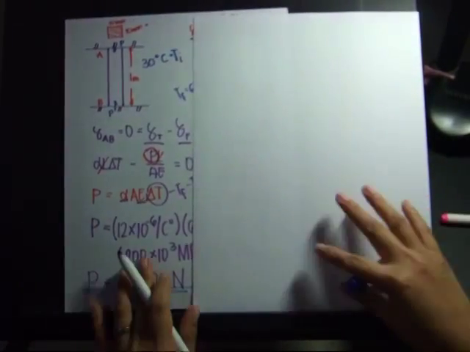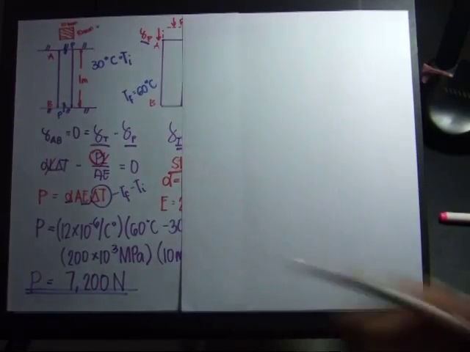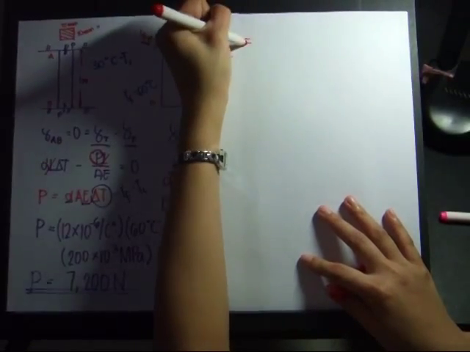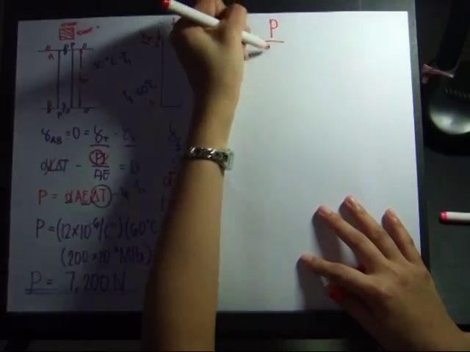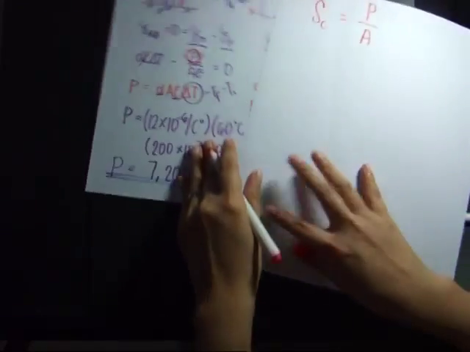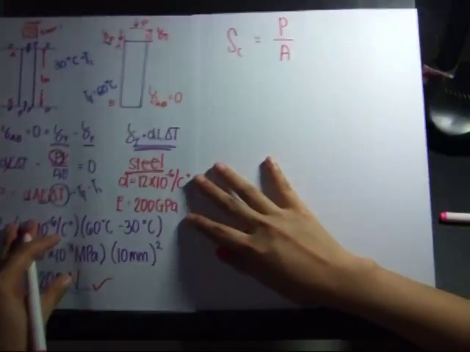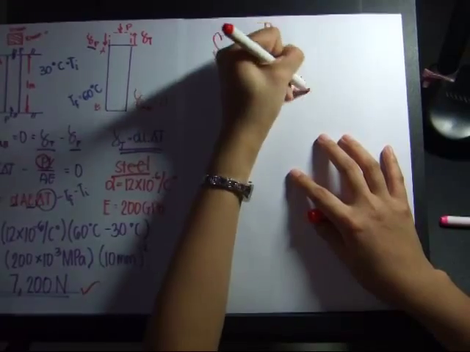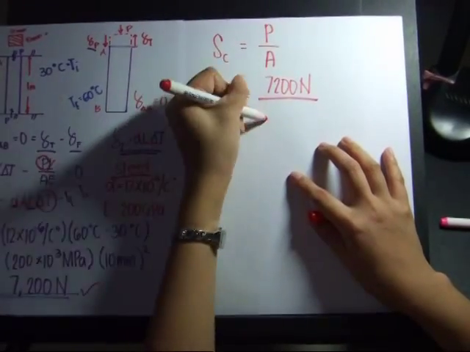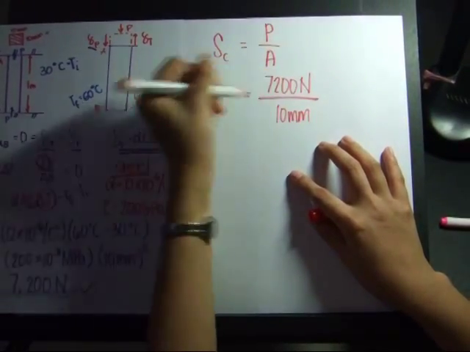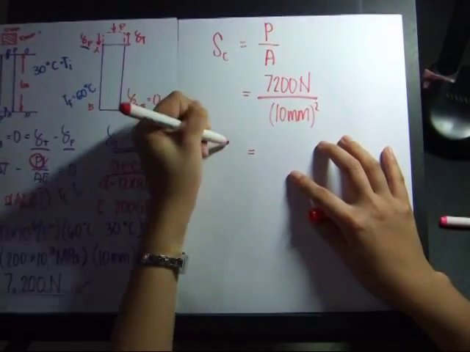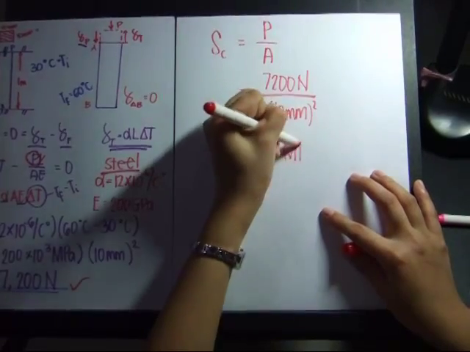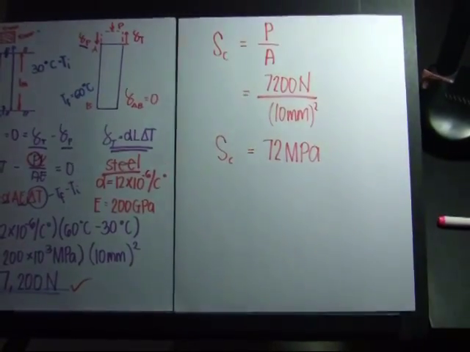We now have the force, but what we are trying to find is the stress due to the temperature. So that is a compressive stress, which is force over area, and we have solved the force already. So that is 7,200 newtons over the cross-sectional area, which is 10 millimeters, and we have to square it. Then we can now have the answer, 72 megapascal. So that's it.